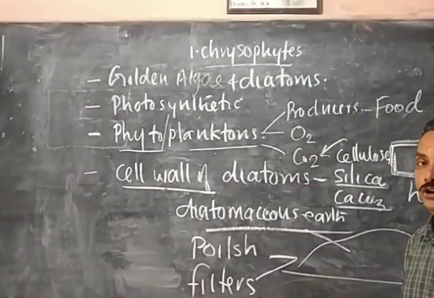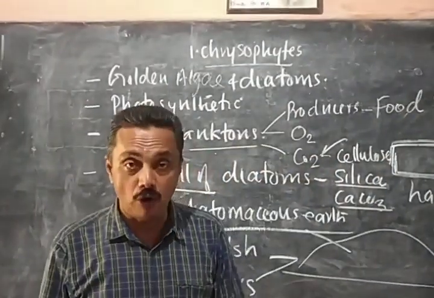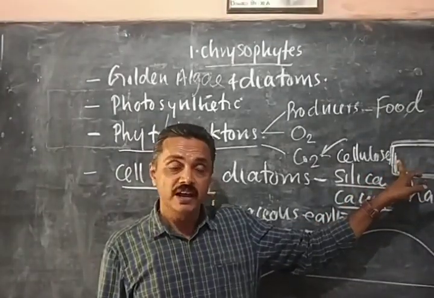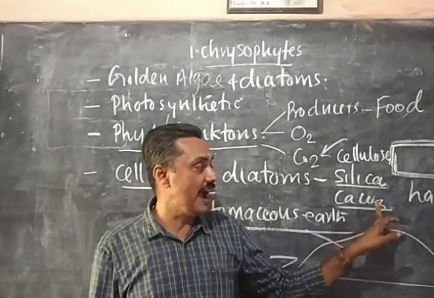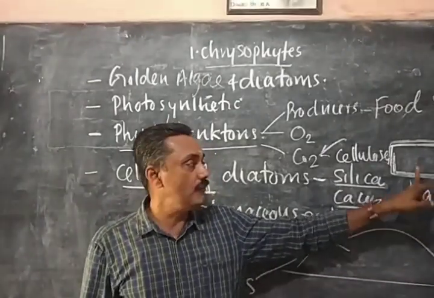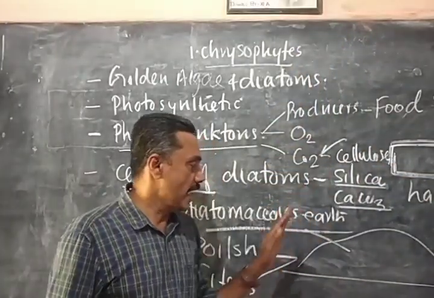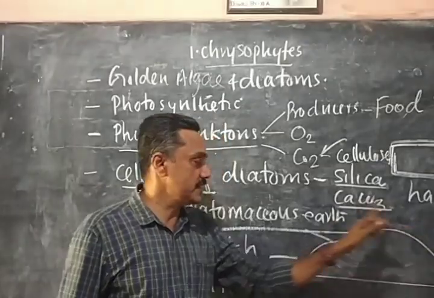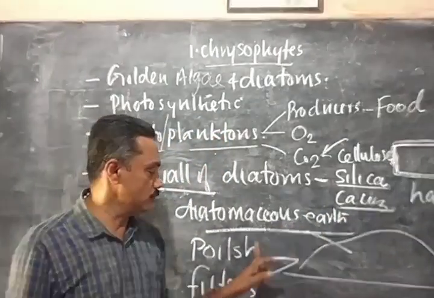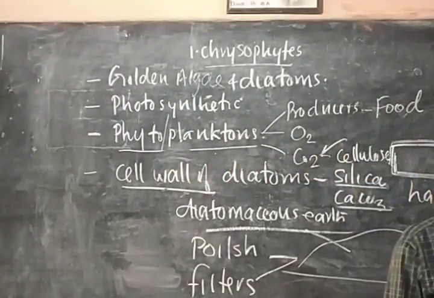A question carrying 2 marks: what is diatomaceous earth? You have to write like that. The cell wall of diatoms is made up of cellulose. It is deposited with silica and calcium carbonate, so it is very hard in appearance. After the death of diatoms, they sink down to the bottom of the ocean and become a large deposit called diatomaceous earth, very hard in appearance, and used for making polish and filters. That is the 2 points.